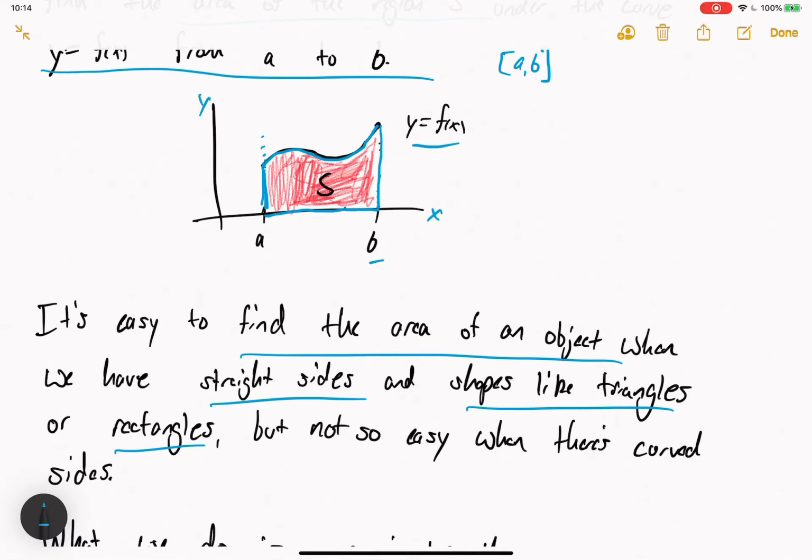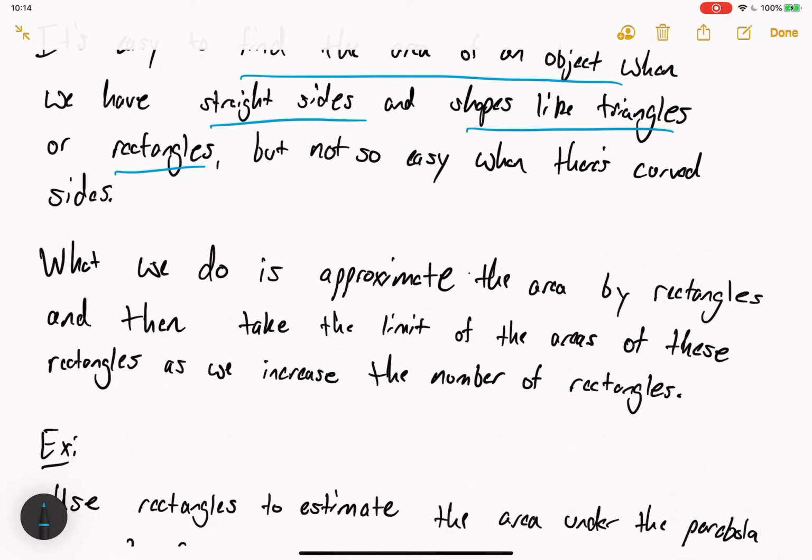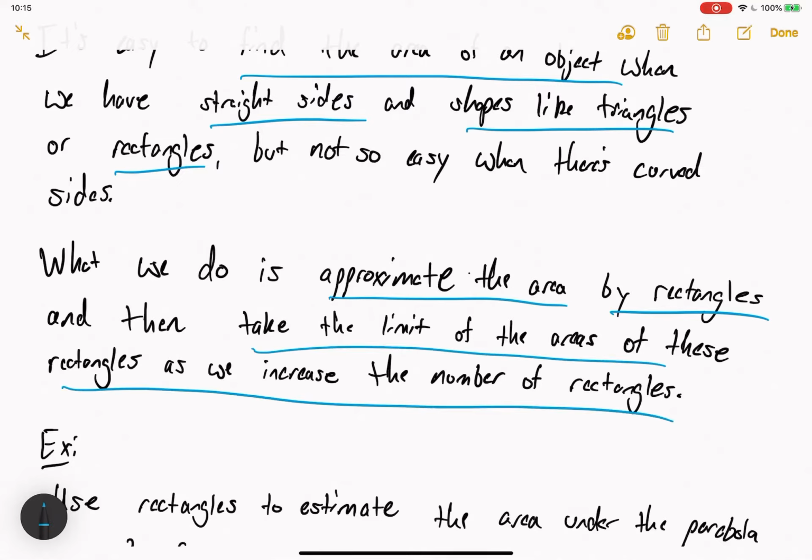Our goal is to find the area of S, or find something that approximates it. So what we want to do is approximate the area by rectangles, and then take the limit of the areas of the rectangles as we increase the number of rectangles. Take the limit of the sum of the areas. You'll kind of see what I mean.